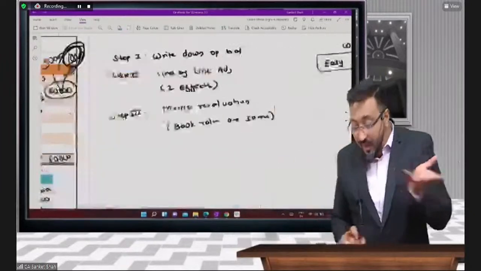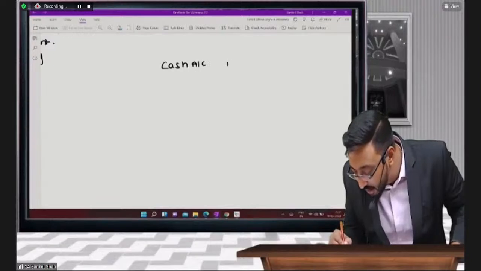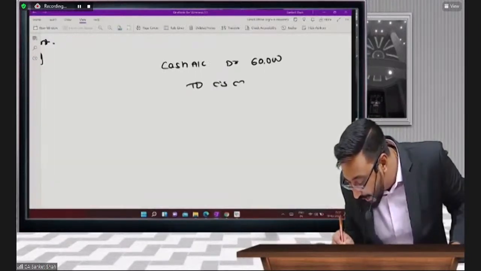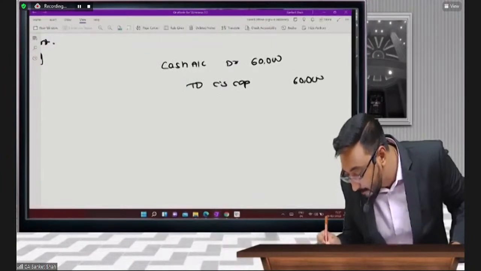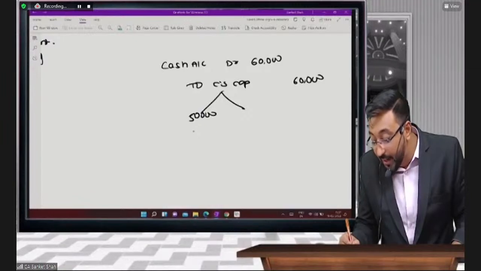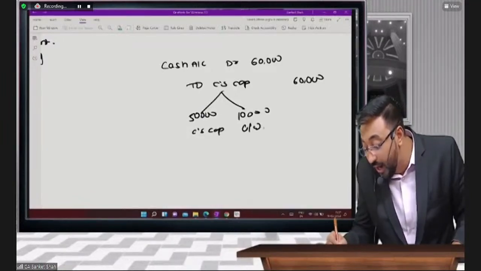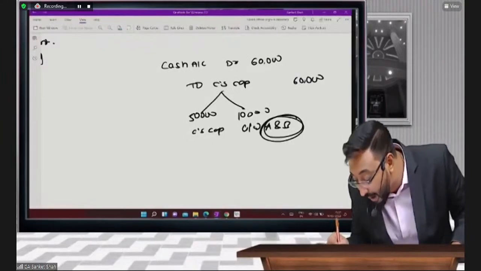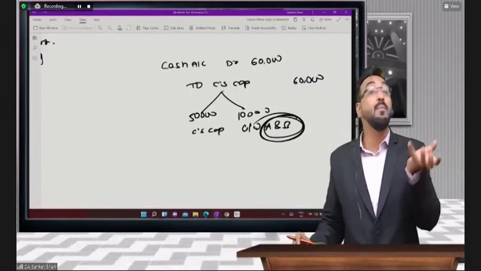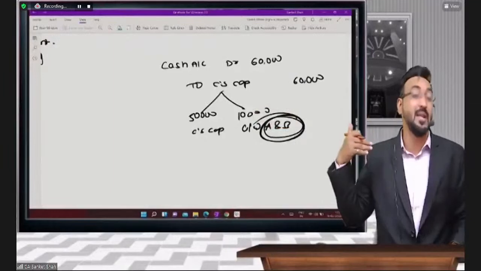So see the entry. What is the entry? Cash account debit 60,000 to C's capital 60,000. But out of this, only 50,000 will be retained in the business as C's capital. The 10,000 share is of goodwill, which is sacrificed by A and B. You have to understand, this is sacrificed by A and B. Their share they sacrifice, and that's why they are taking it from C.